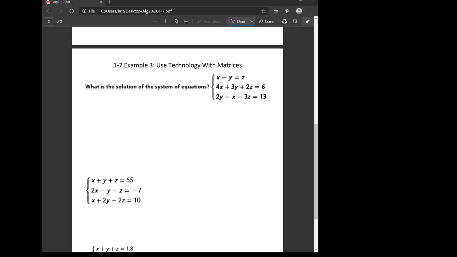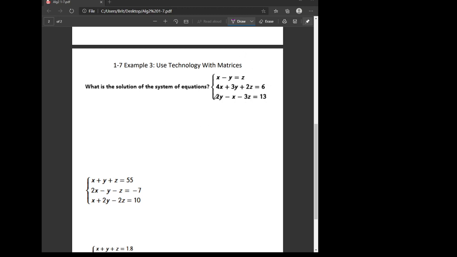This is lesson 1-7 in the SavvasRealize Algebra 2 textbook. This is example number 3, looking at using technology with matrices. In my previous video with example 2, I have shown you guys how to use the Desmos Matrix calculator. So I just wanted to make this video where I've already done the calculations in Desmos so that you guys can check your answers.